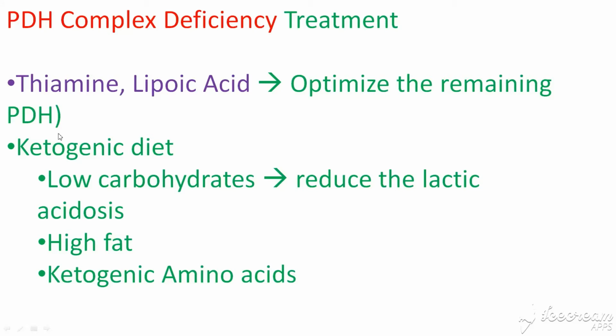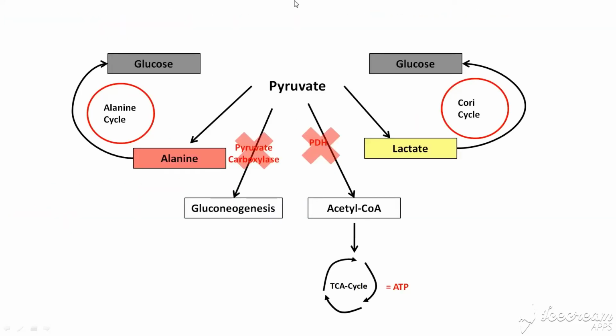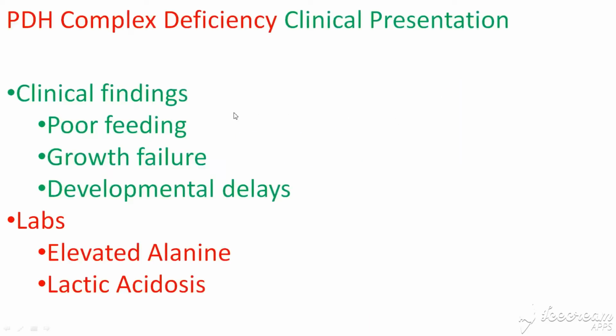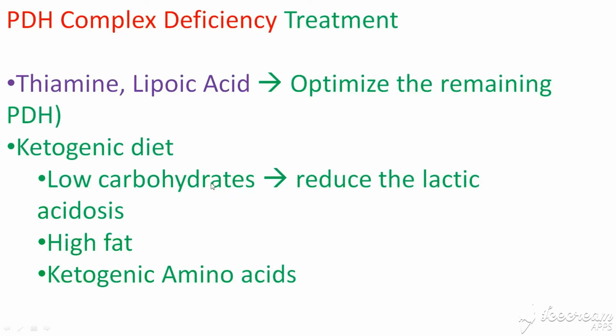The second important thing is that we have to start these patients on something called a ketogenic diet. Now, a ketogenic diet is basically a low carbohydrate, high fat diet. The low carbohydrates are going to reduce the lactic acidosis. Why? Well, the less carbohydrates that you give, the less pyruvate that you produce, and the less pyruvate, the less lactate that you're going to produce. This is why these patients are given a low carb diet.